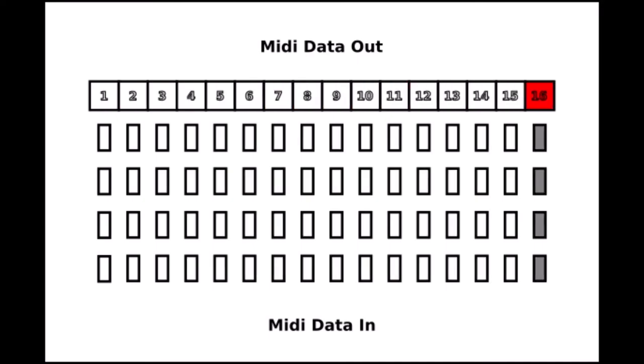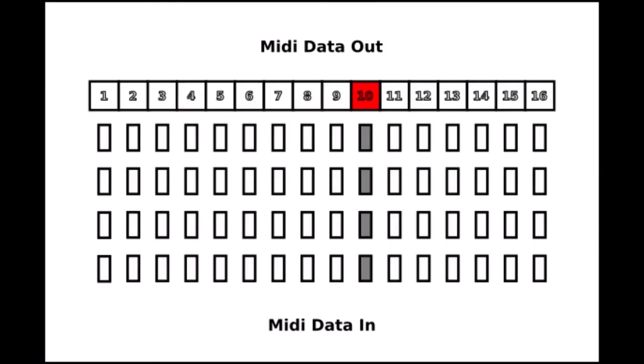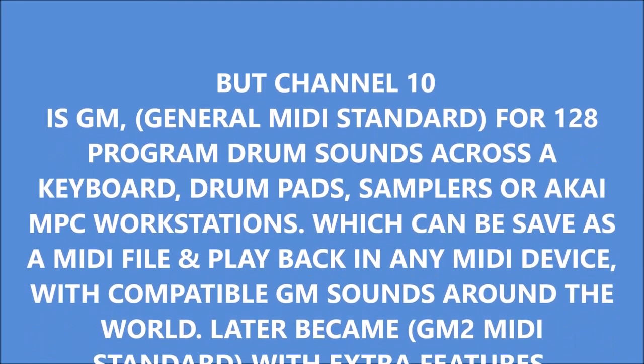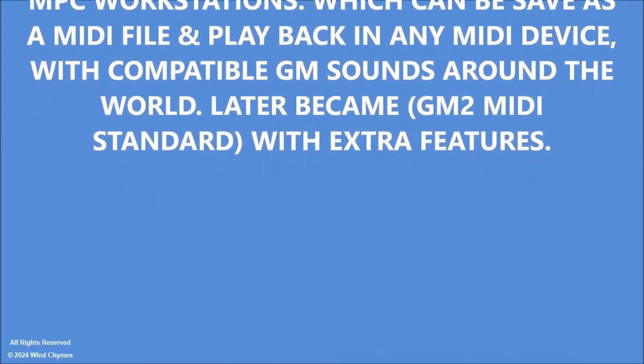16 individual MIDI instrument devices, monophonic, one program sound at a time, or a multi-timbral MIDI instrument device, depending on its note polyphony limits, could handle up to 16 program sound channels at one time. The drum percussion channel is usually on MIDI channel 10, or you can assign them on any channel you prefer. But channel 10 is GM, General MIDI Standard, for 128 program drum sounds across a keyboard, drum pads, samplers or Akai MPC workstations, which can be saved as a MIDI file and played back in any MIDI device with compatible GM sounds around the world. It later became GM2 MIDI Standard, with extra features.